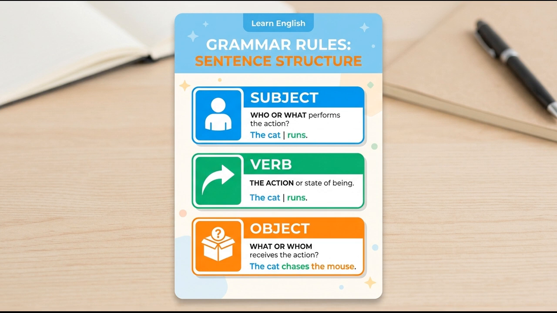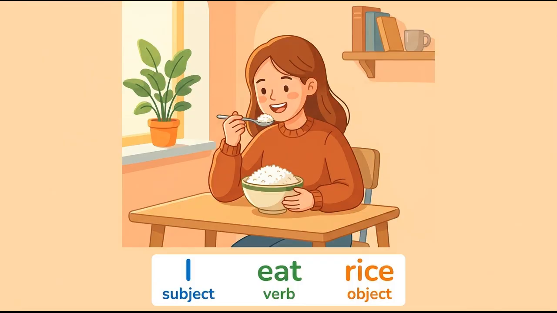Every simple sentence has three parts. Part 1, subject. This is who or what. Part 2, verb. This is the action. Part 3, object. This is what or who receives the action. Subject. Then verb. Then object. Let's call it SVO. Let's see an example.